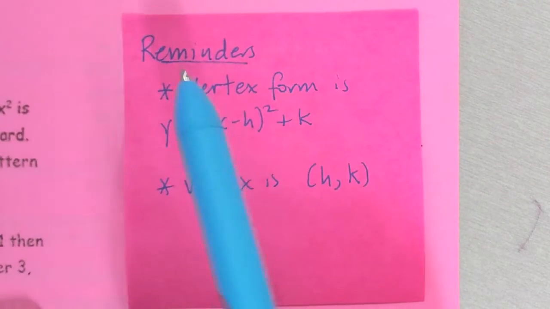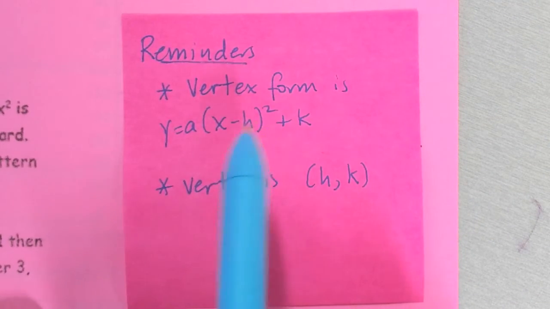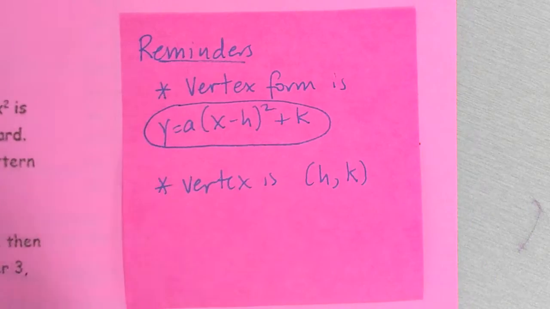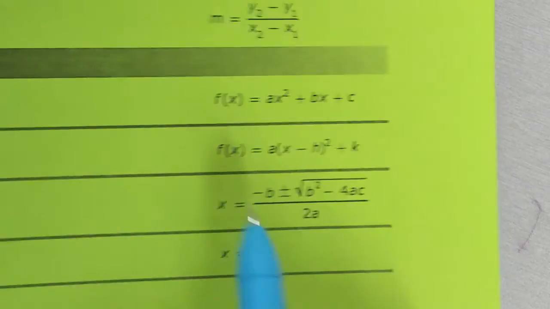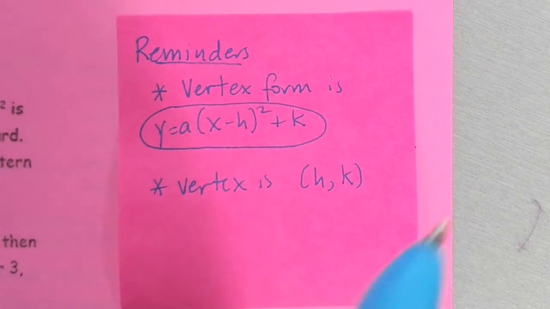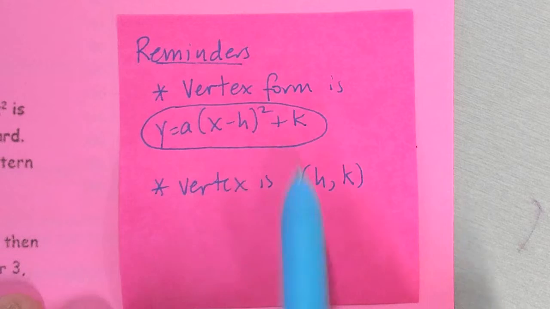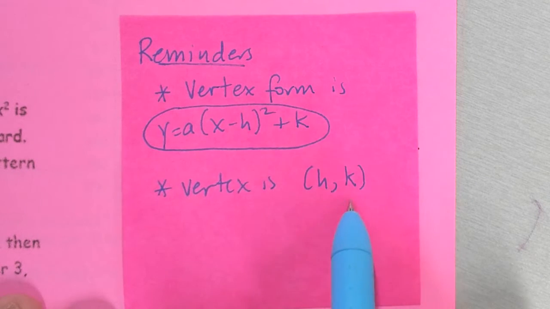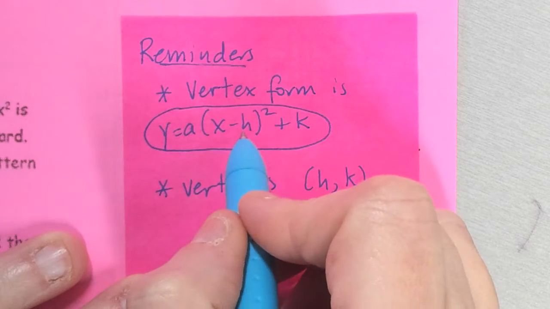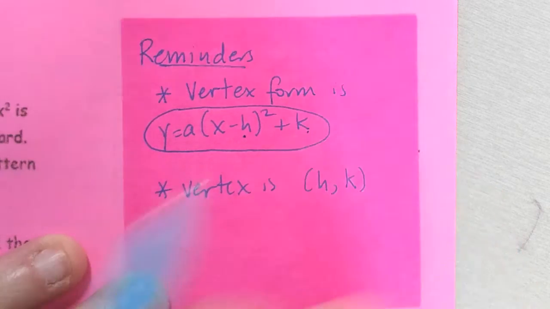Now, I want to give you a couple of reminders. You don't have to memorize this, because it's on your formula chart: y equals a times (x minus h) squared plus k. We're going to use this form to introduce us to transformations tomorrow, so I want you to make sure you know that. We talked about this in our linear key features notes: the vertex is (h, k). So if I look at this form, the vertex is the opposite of h, and just whatever k is.